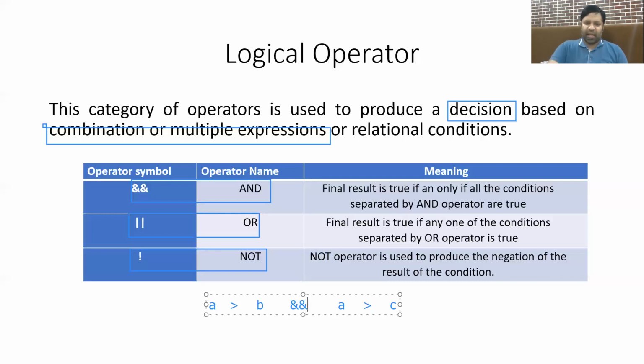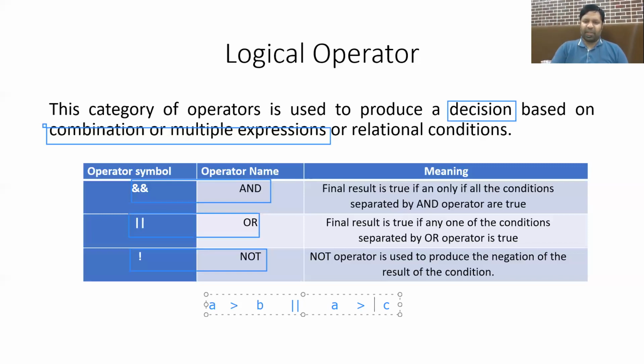C, and I want to know if any one of these 2 is true, then I am going to use the OR operator. Now what is the logical OR operator? It returns true if any one of the given expressions is true. That means it will return true if A is greater than B or A is greater than C. So in case of the AND logical operator, it has to be greater than both, and in case of the OR logical operator, only one expression has to be true. And what is NOT? NOT is basically the negation.